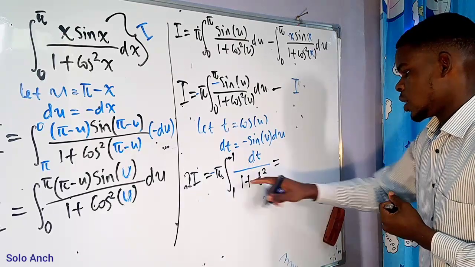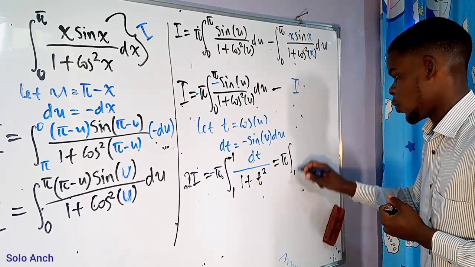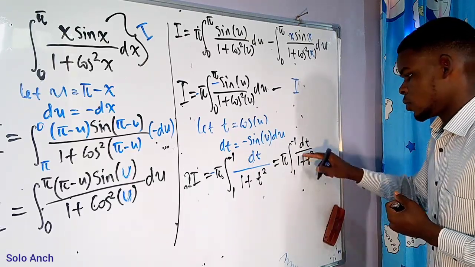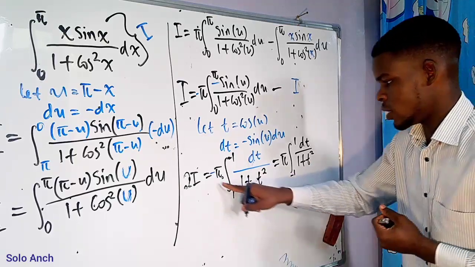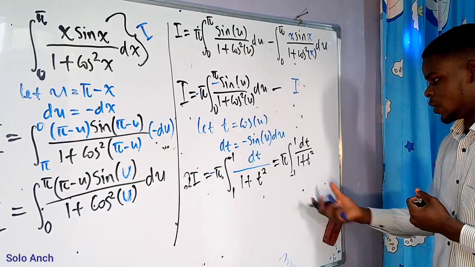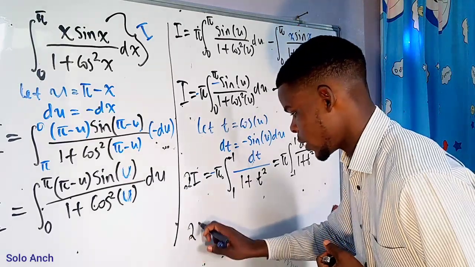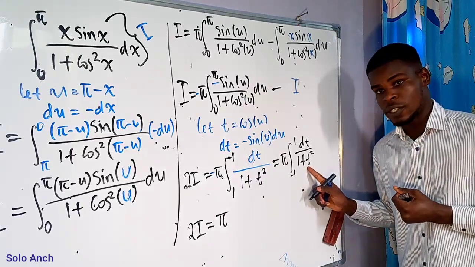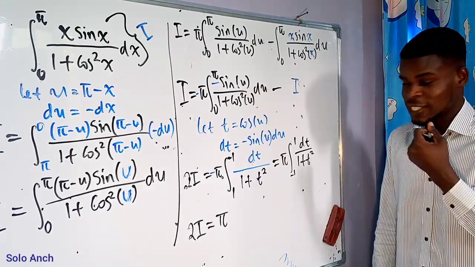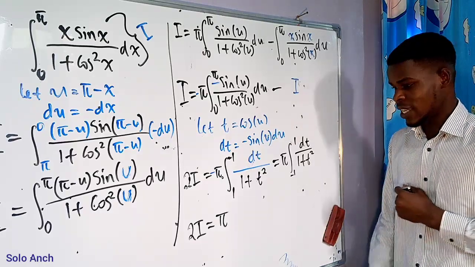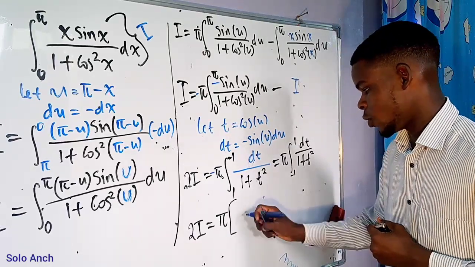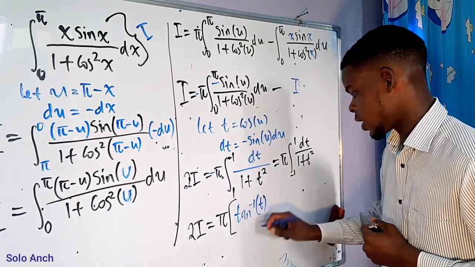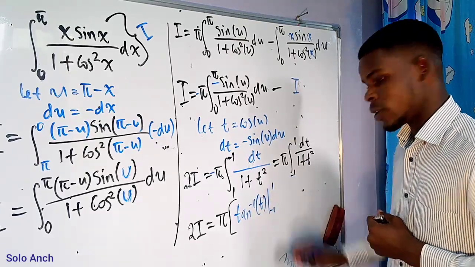So we're going to have this to be pi times the integral from negative 1 to 1 of dt divided by 1 plus t squared, okay? This negative will help us to switch the bounds of integration. Now take note that this is 2i equals, well, we are going to have pi times, what is the integral of dt divided by 1 plus t squared? Well, the result is just inverse tangent of t. So we're going to put down inverse tangent of t, right? And t is to be taken from negative 1 to 1.